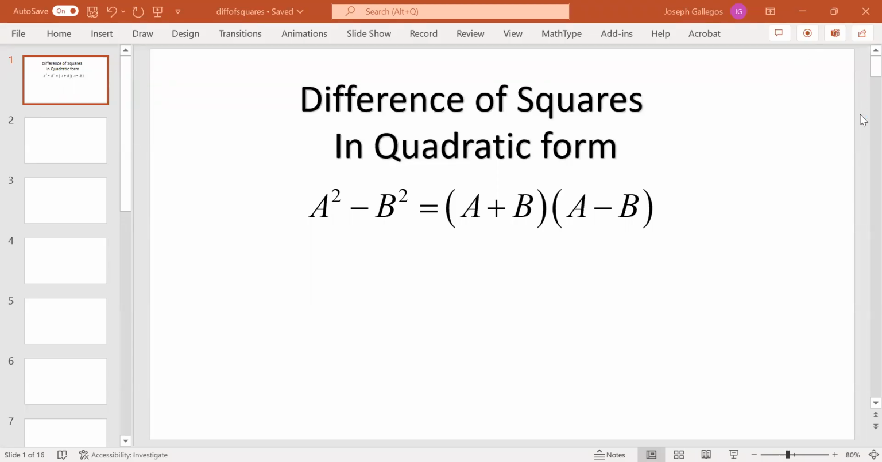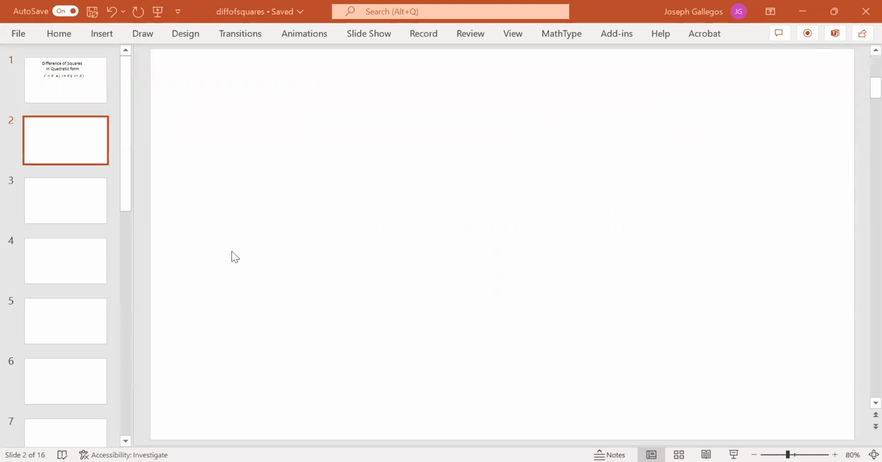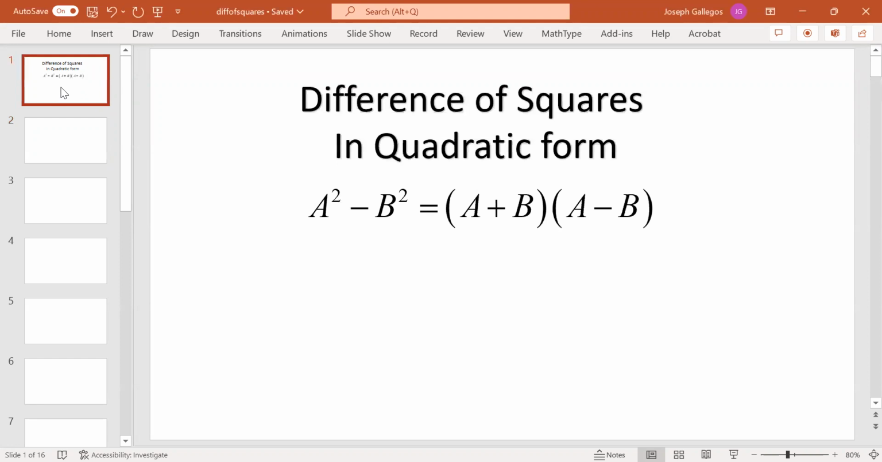In this video, we're going to look at the difference of squares in quadratic form. If you recall, the difference of squares would be a squared minus b squared, and that can factor as quantity a plus b times quantity a minus b. So if you look at an example, maybe we have something like this.